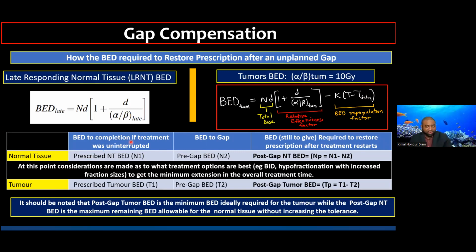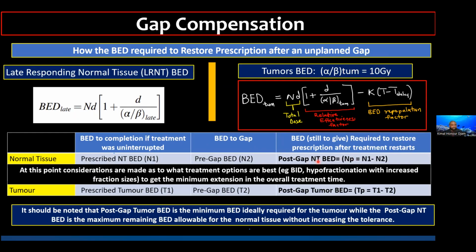If a gap occurs, then you have to think about the BED to the gap, which I call the pre-gap BED. Then, after the gap has occurred, what is the BED that is required to restore the prescription after the treatment restarts? I call that the post-gap normal tissue BED. The same holds true for tumors.